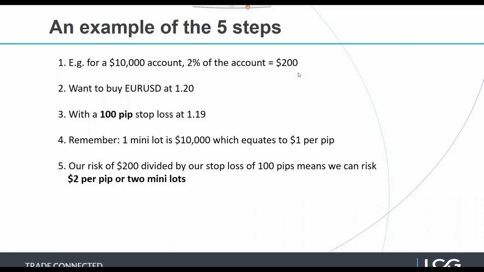Okay, a question from David here. The question is, the LCG Trader platform works out the costs, hence the monetary value, rather than the lot size used on MT4.